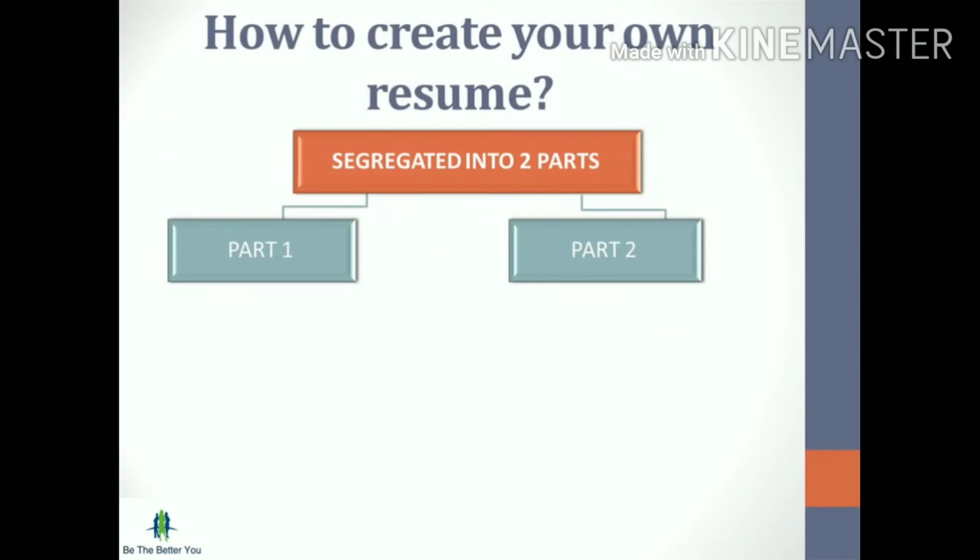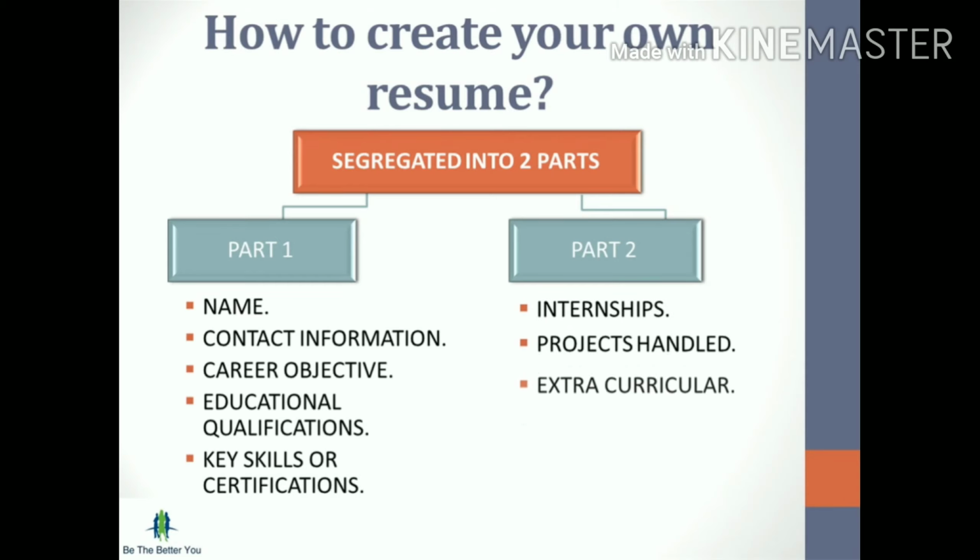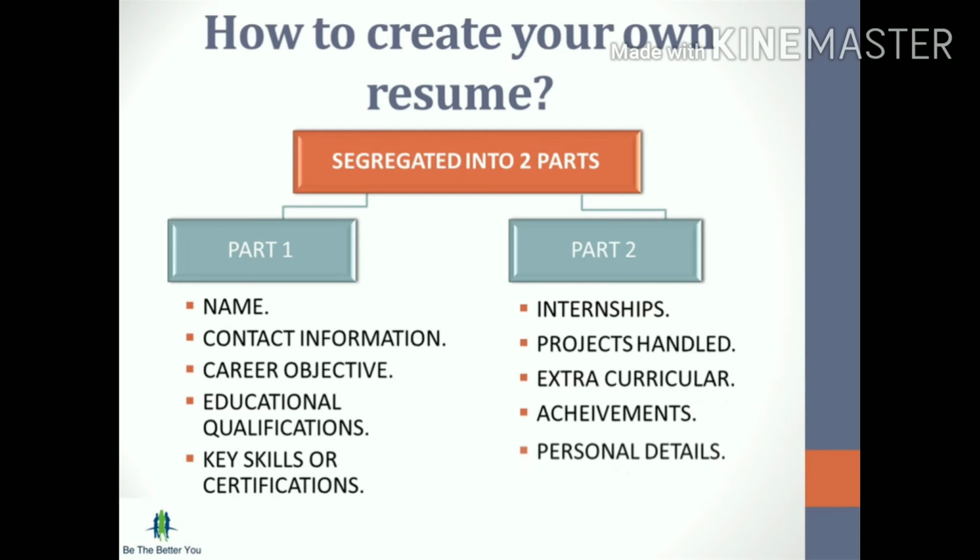That is, the upper part of the resume is part 1. We've already covered the below, like the name, contact information, career objective, educational qualifications, key skills or certifications with a real example. So in part 2, we're going to see about internships, project handled, extracurricular, achievements, personal details. This part is flexible. You can add or remove headings based on your profile, things you have done. So let us start with internships.